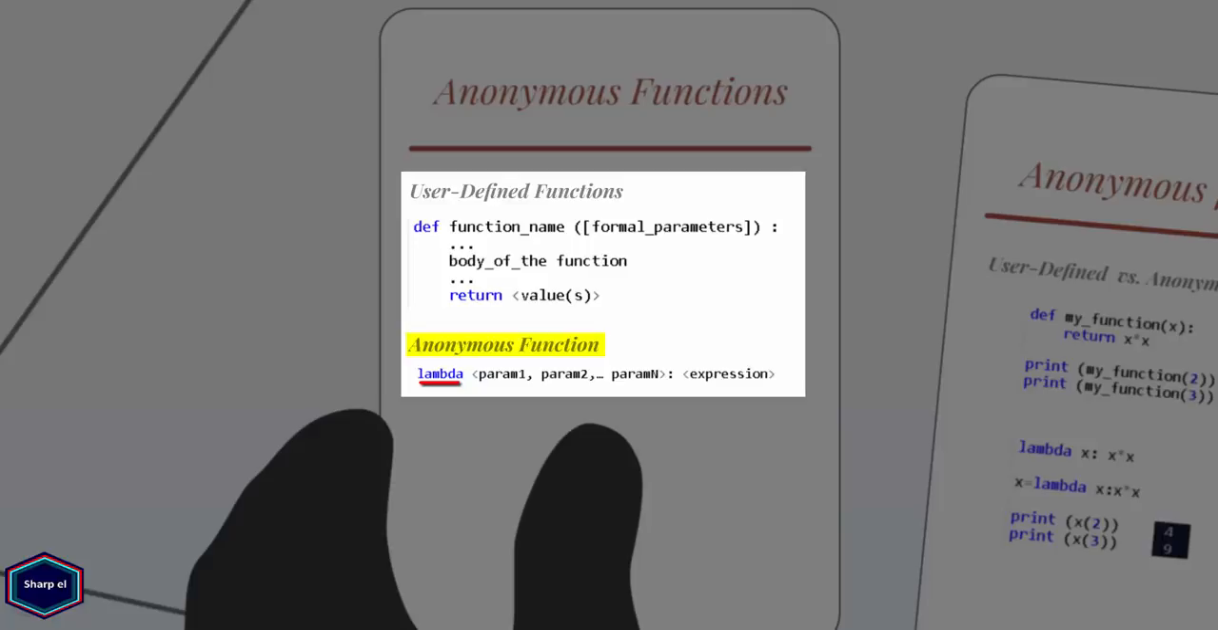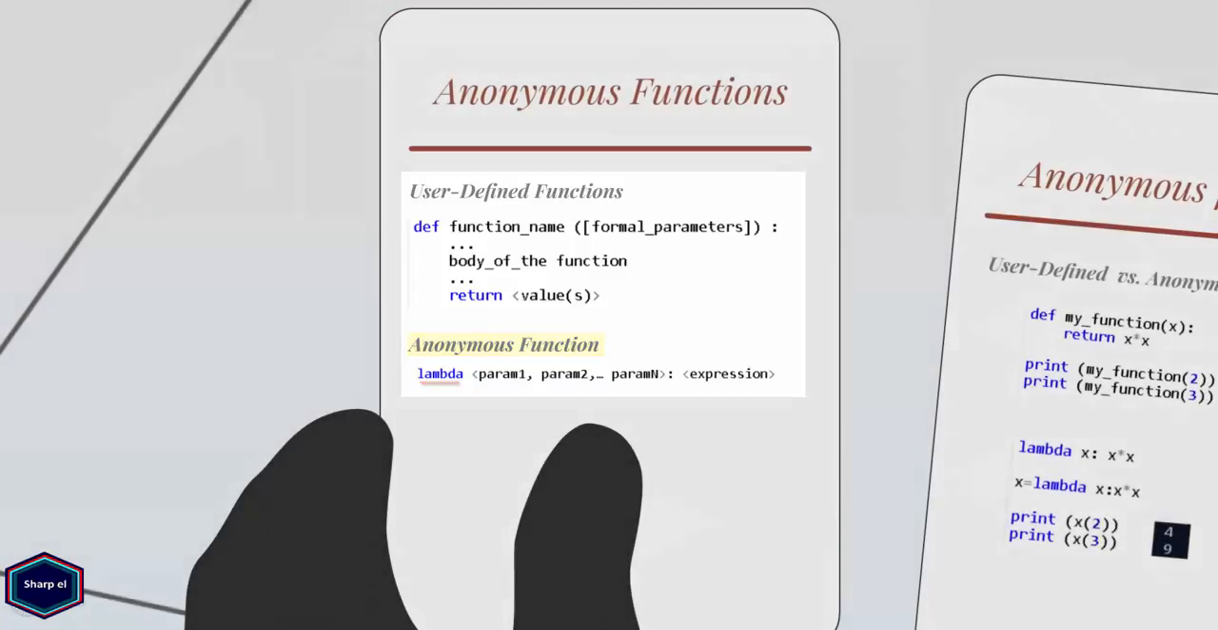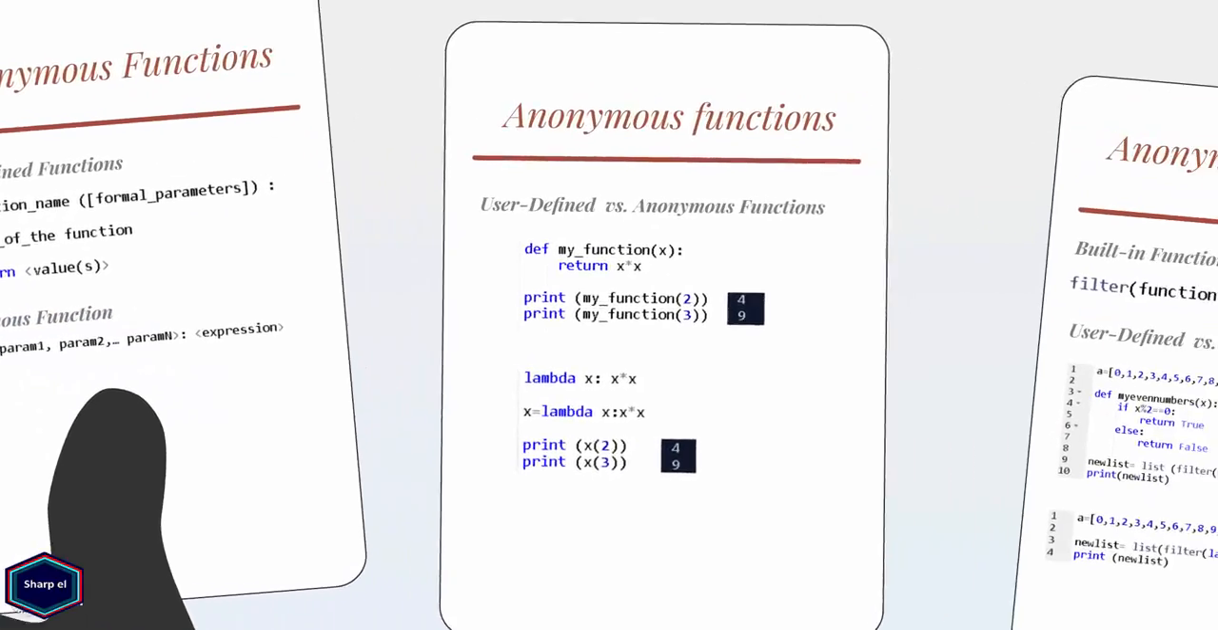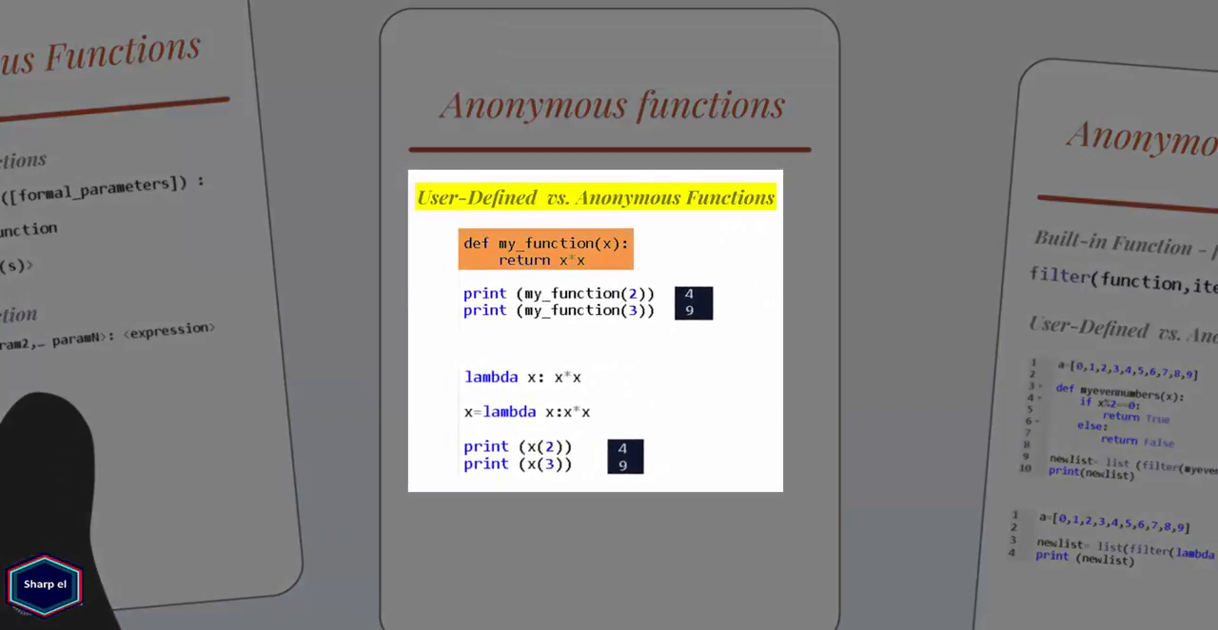It is important to mention that you can use an anonymous function anywhere where a regular function is expected. Let's see an example of both anonymous and user-defined functions. Here I have created a regular function, my function, which takes one argument x and returns its square. Whereas the anonymous function also takes an argument x and returns its square.